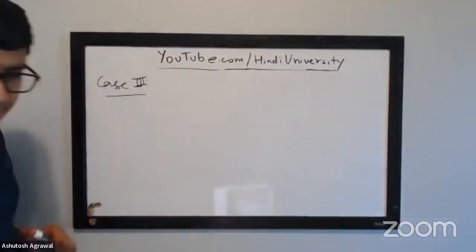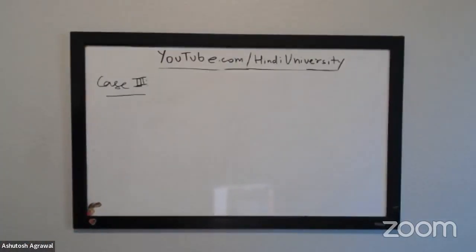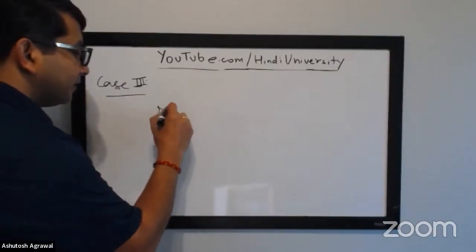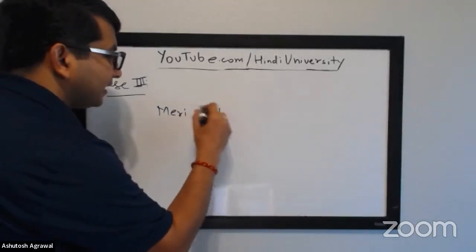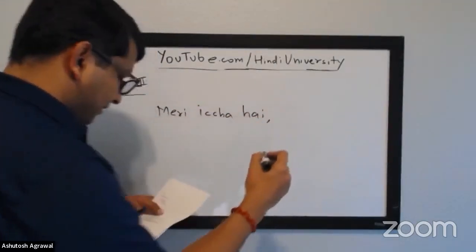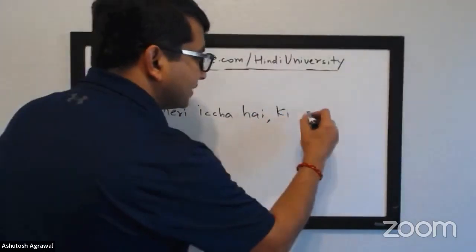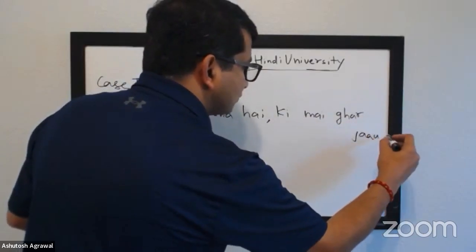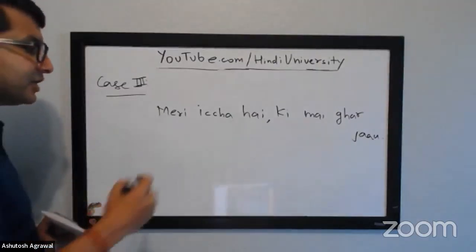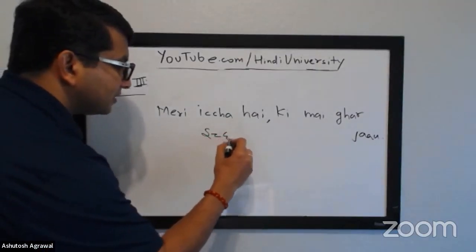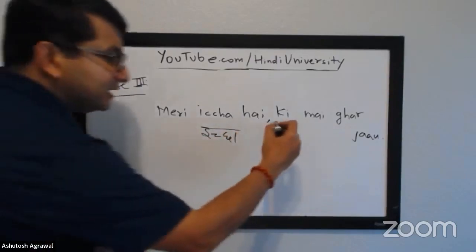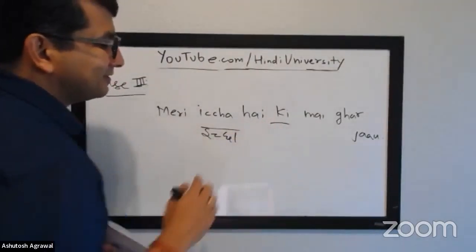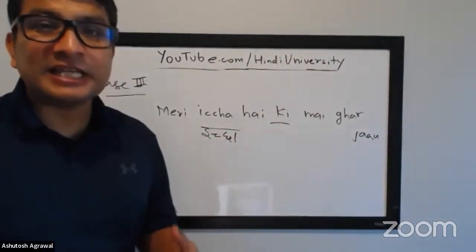Okay. The third one is you want to say, अगले हफ्ते holidays हैं. You want to say, मेरी इच्छा है कि मैं घर जाऊं. Okay, मेरी इच्छा है, as you know, मेरी इच्छा है कि, which is your, what is key here? Conjugation, right? So मेरी इच्छा है कि मैं घर जाऊं.